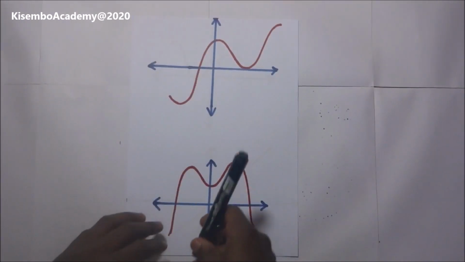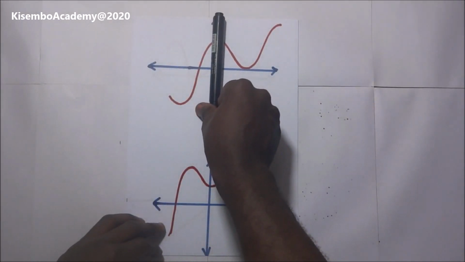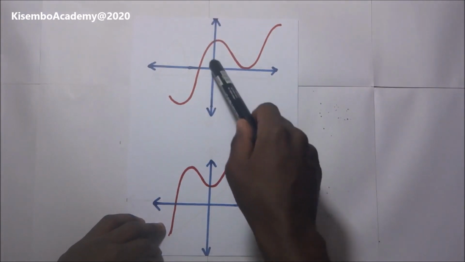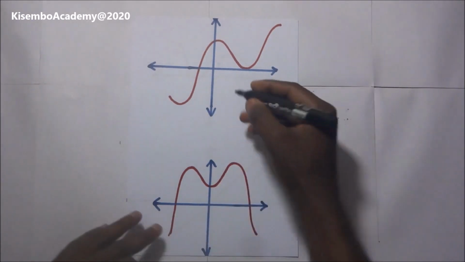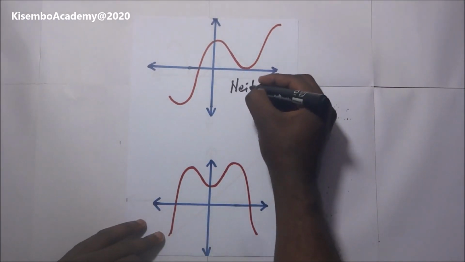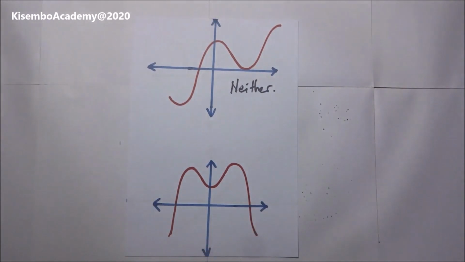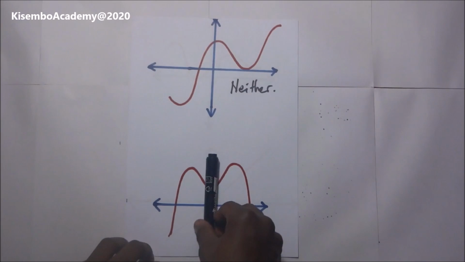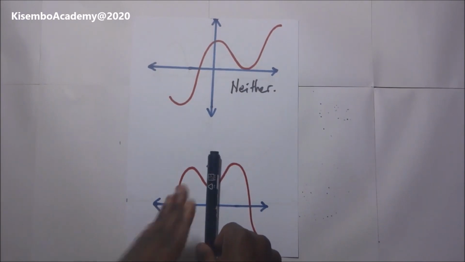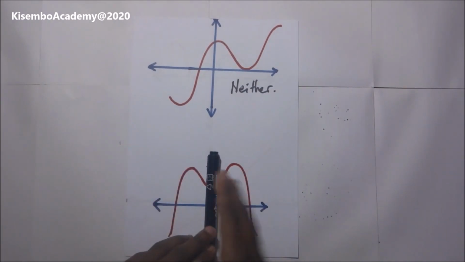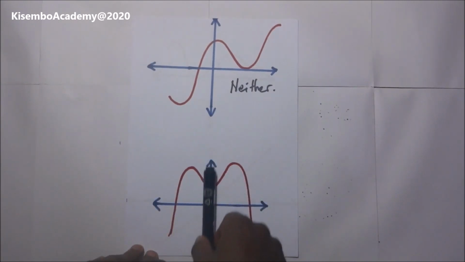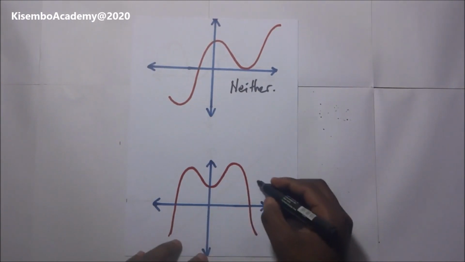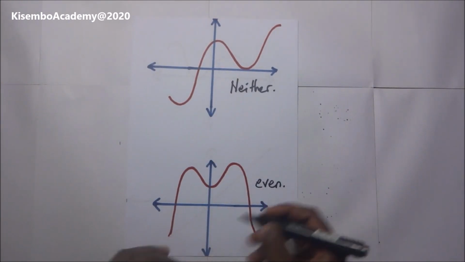This one right here, it's not symmetrical about the y-axis. It is not having a rotational symmetry about the origin, meaning this one also is neither odd nor even. Looking at this graph right here, if you look at the y-axis, it splits it into two equal parts, or into two parts that are identical to each other. So it is symmetrical about the y-axis, meaning that this represents an even function.